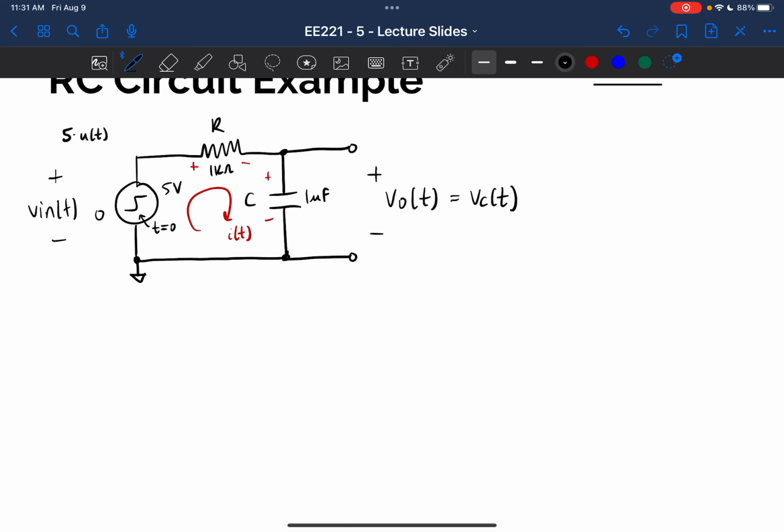Okay, so let's do a quick KVL. It's going to be Vin of t, which is 5 times u of t, minus I of t times R, minus Vc of t, which is 0. Well, we have two variables here, so we either need to represent Vc of t in terms of I of t, or we need to represent I of t in terms of Vc of t. And because we want to determine the output voltage, Vc of t, V out of t, it makes sense that we want to replace this I of t with something in terms of Vc of t.